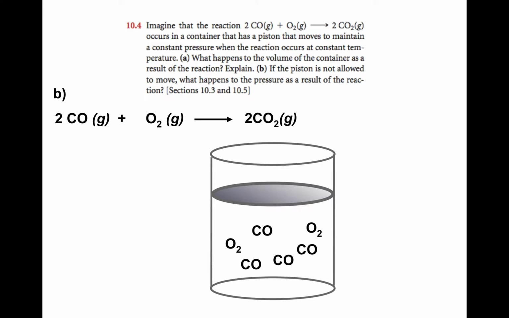All right, resetting. If the piston is not allowed to move, what happens to the pressure as a result of the reaction? I guess in a way it's kind of looking like Dalton's law of partial pressures. As long as the volume is constant and the temperature is constant, I can treat moles of gas like pressures of gas. I can talk about 2 atmospheres of carbon monoxide reacting with 1 atmosphere of oxygen to make 2 atmospheres of CO2. So looking at it that way, this is a pressure reducing reaction.